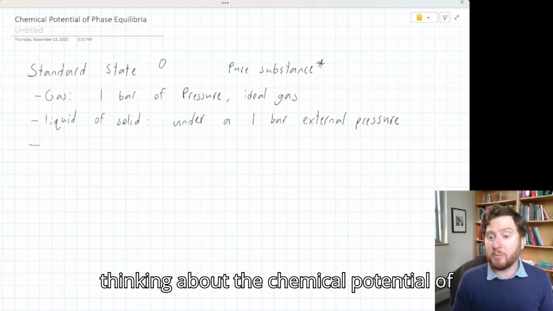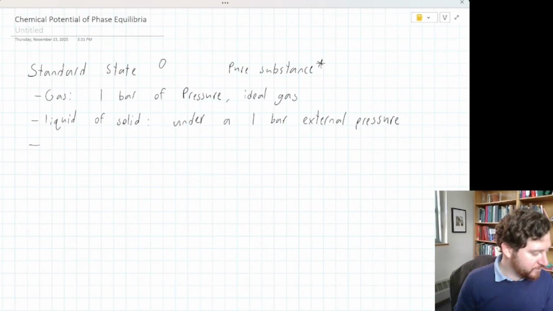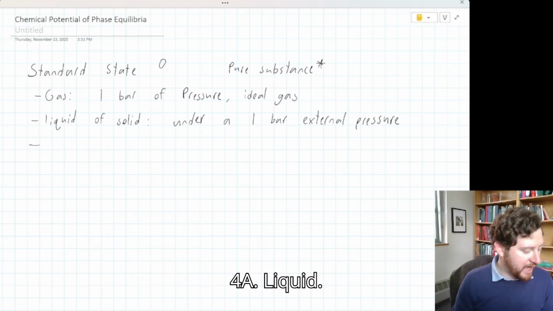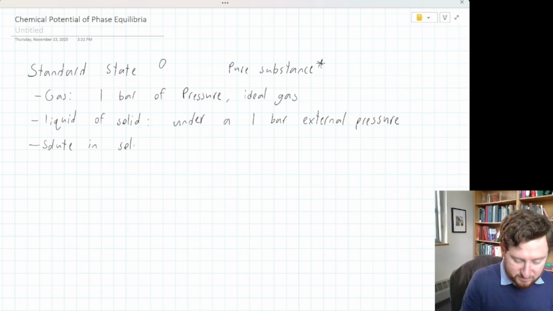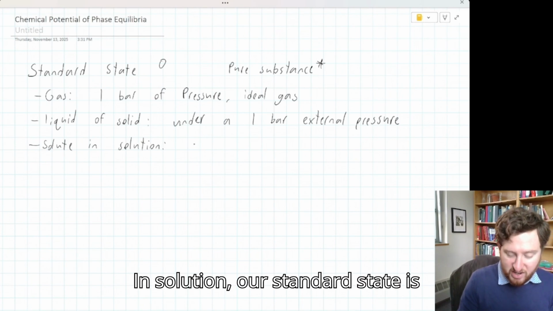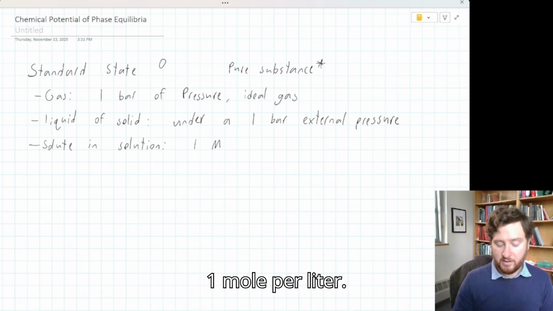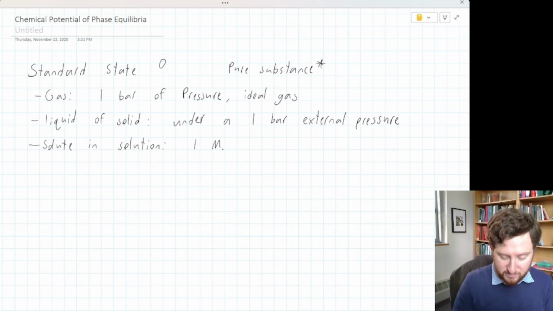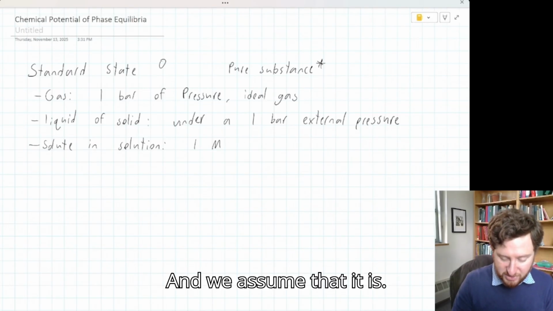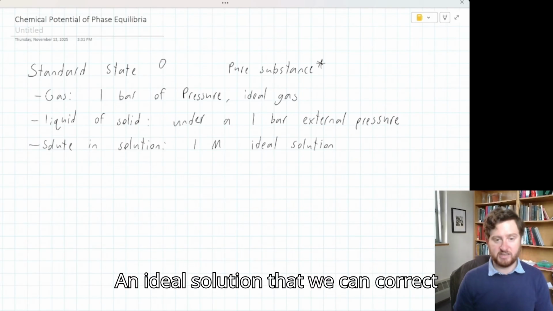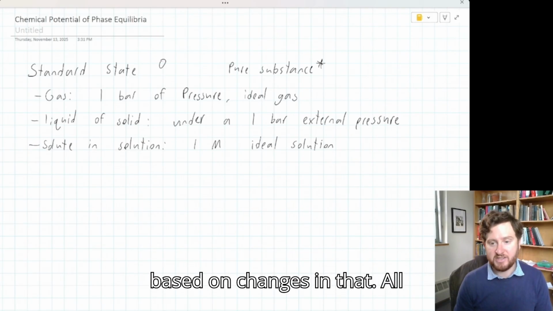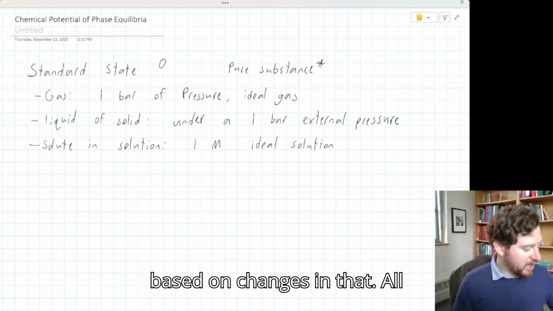We're not paying attention to that. We're thinking about the chemical potential of the liquid or the solid. For a solute in solution, our standard state is 1 mole per liter, and we assume that it is an ideal solution. And we can correct based on changes in that.